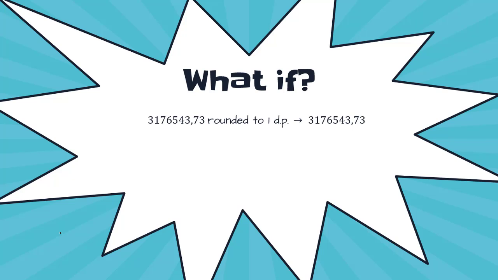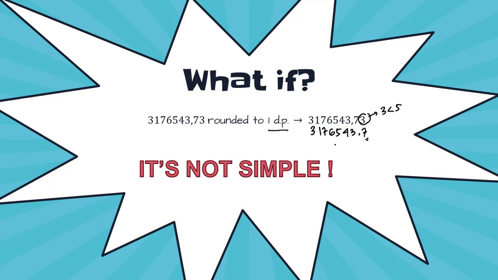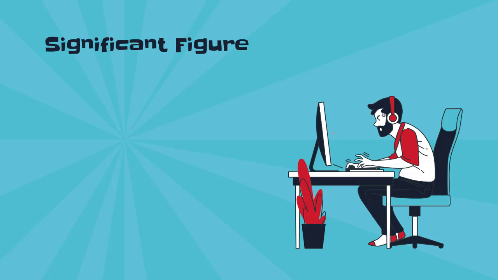But what if I have a number 3176543.73 and I want to round it to 1 dp or 1 decimal place? Okay, look at this number. Because 3 is less than 5, we can write 3176543.7. But do you think it's simple? Because in rounding, we want to make it simple, but it's not simple. That's why we have to round with significant figures.